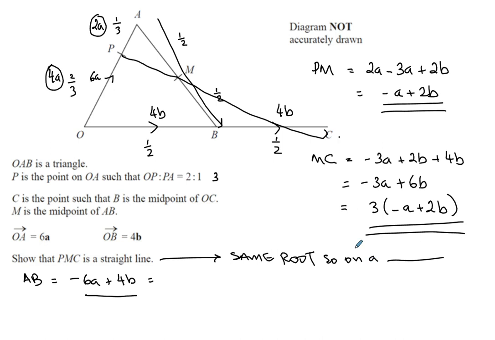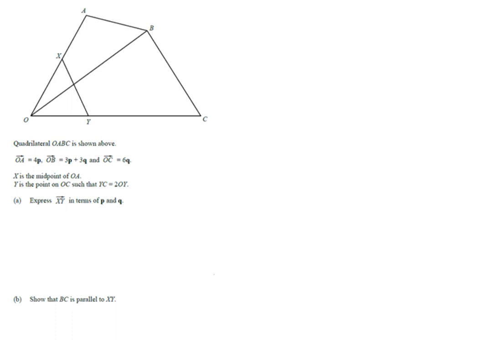Okay, here's the last question. It's a good one. All right, quadrilateral OABC shown above. OA equals 4p. Okay, so OA equals 4p. OB equals 3p plus 3q. So OB equals 3p plus 3q. And OC equals 6q.